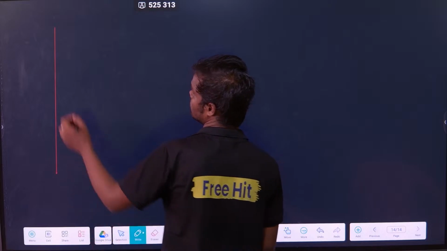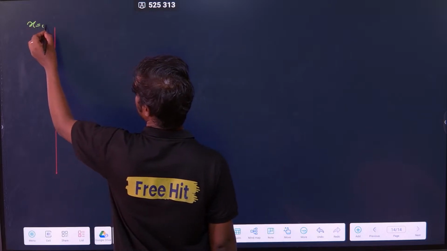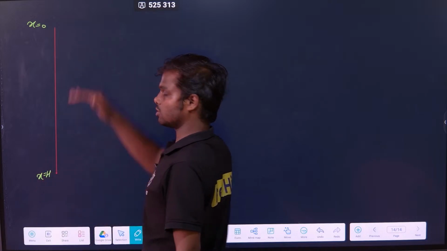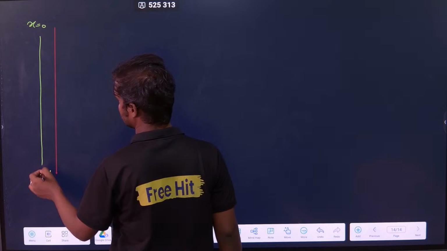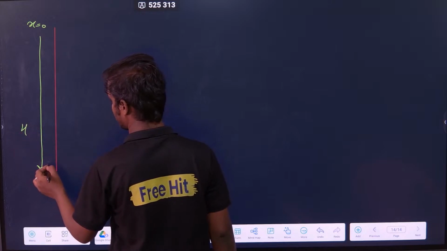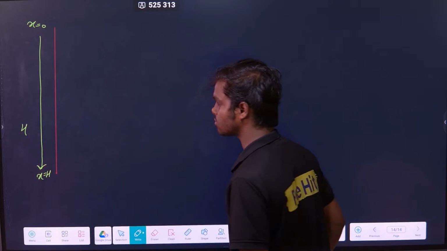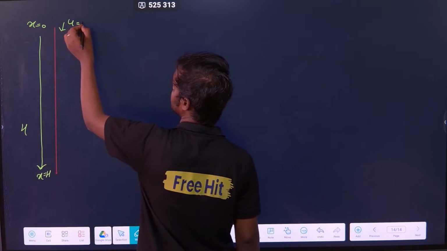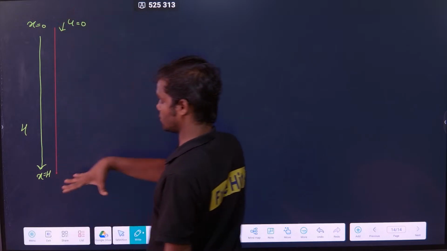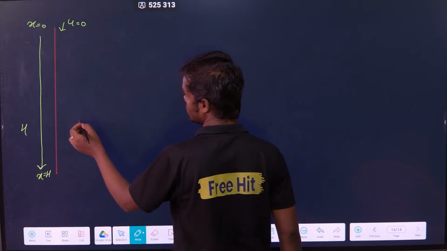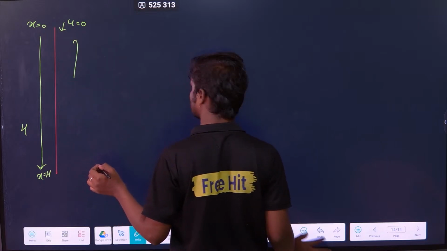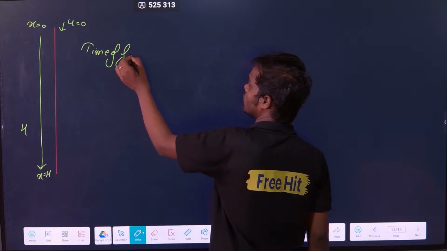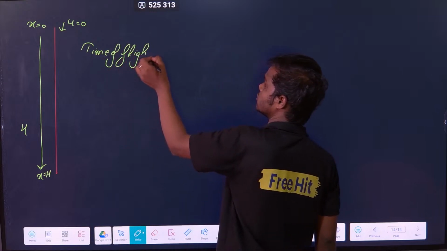Try to understand, suppose the height at this point is x equal to 0 and this is x equal to h, meaning this height is h. First thing, I have dropped a ball like this, with initial velocity 0, and it will come down. My very simple first question is, what is the time of flight?